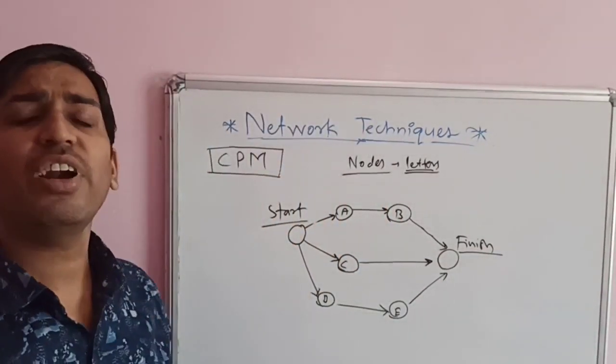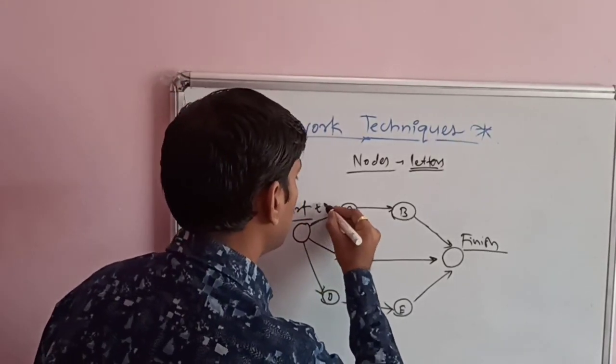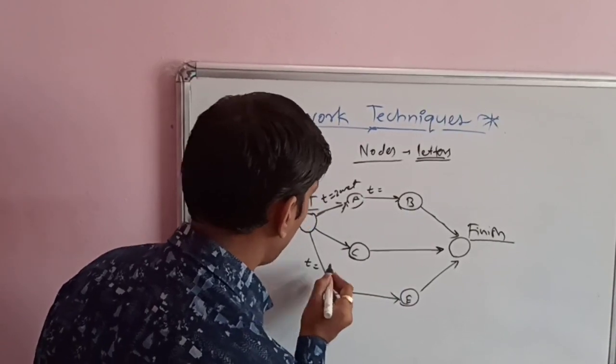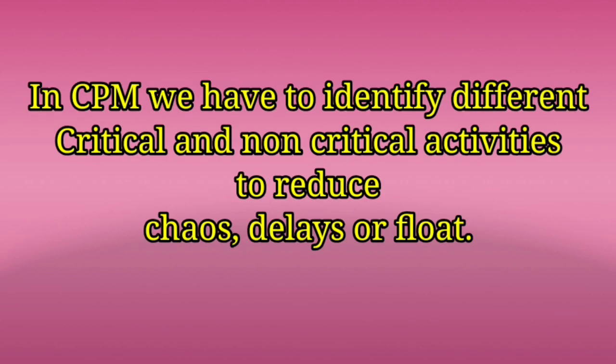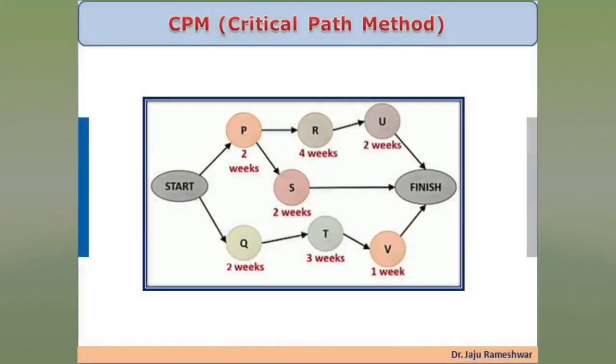And here different types of activities are represented by the arc, that is the line. So this is nothing but the different types of weeks, like this way. So by this we could say that in terms of CPM, we have to know the different types of critical and non-critical activities to reduce different types of chaos, delays or floats that happen in the process.